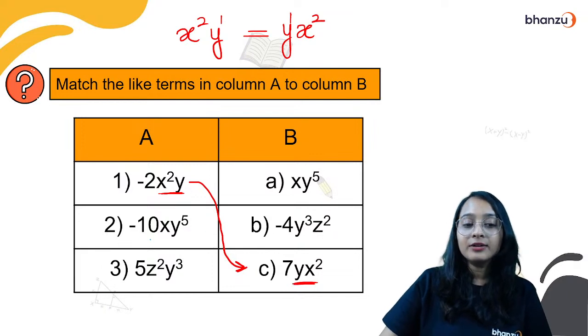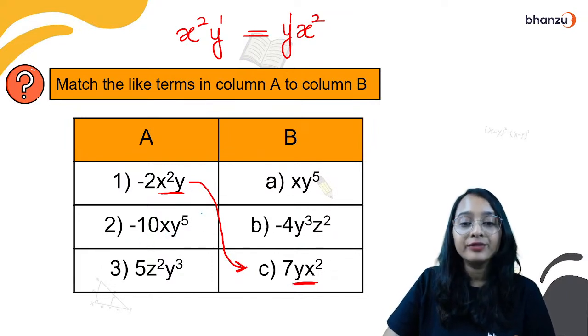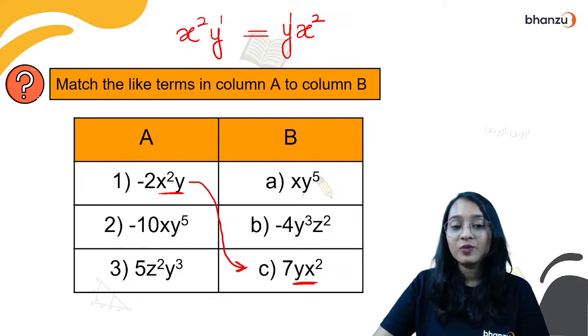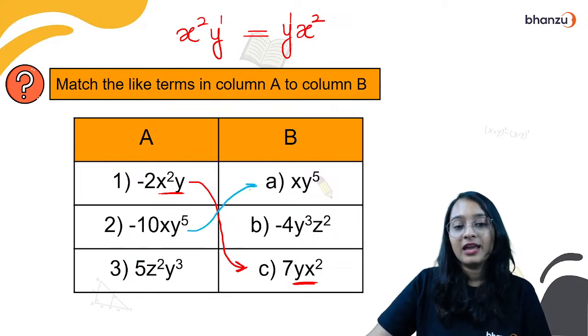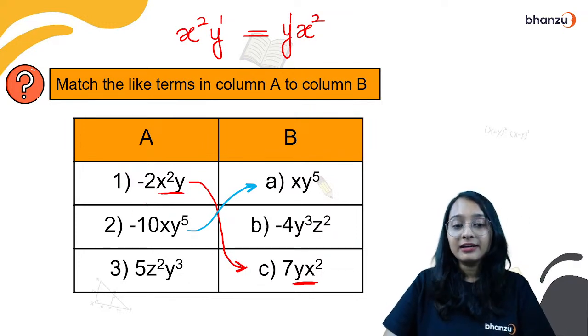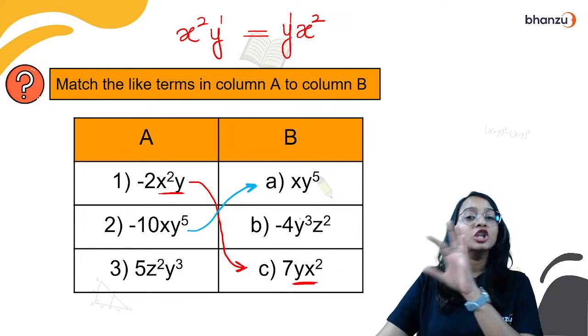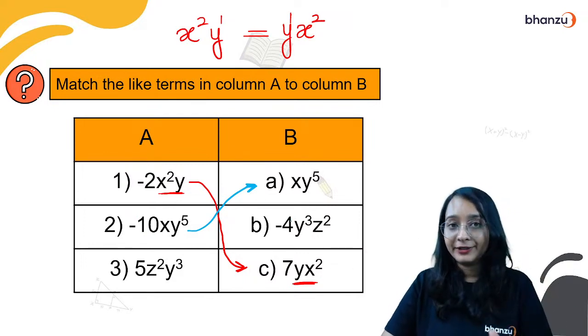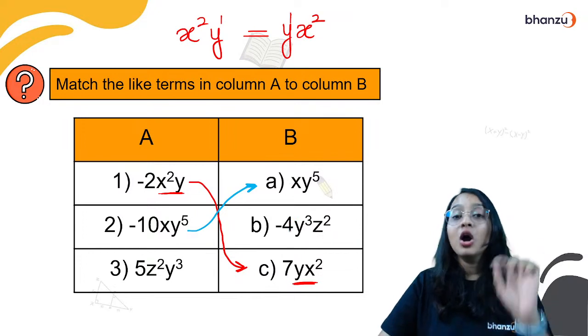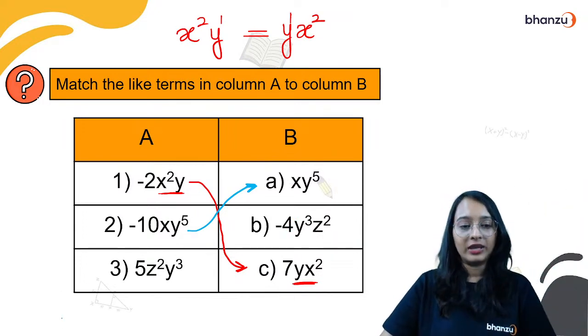Now, what about the second one? Minus 10xy to the power 5. So, as you can see, there is xy to the power 5 here. So, there you go. The coefficient does not matter, guys. Here it is minus 2, here it is 7, here it is minus 10, here it is 1. The coefficient does not matter. The number does not matter. What matters are the variables and the powers of those variables.